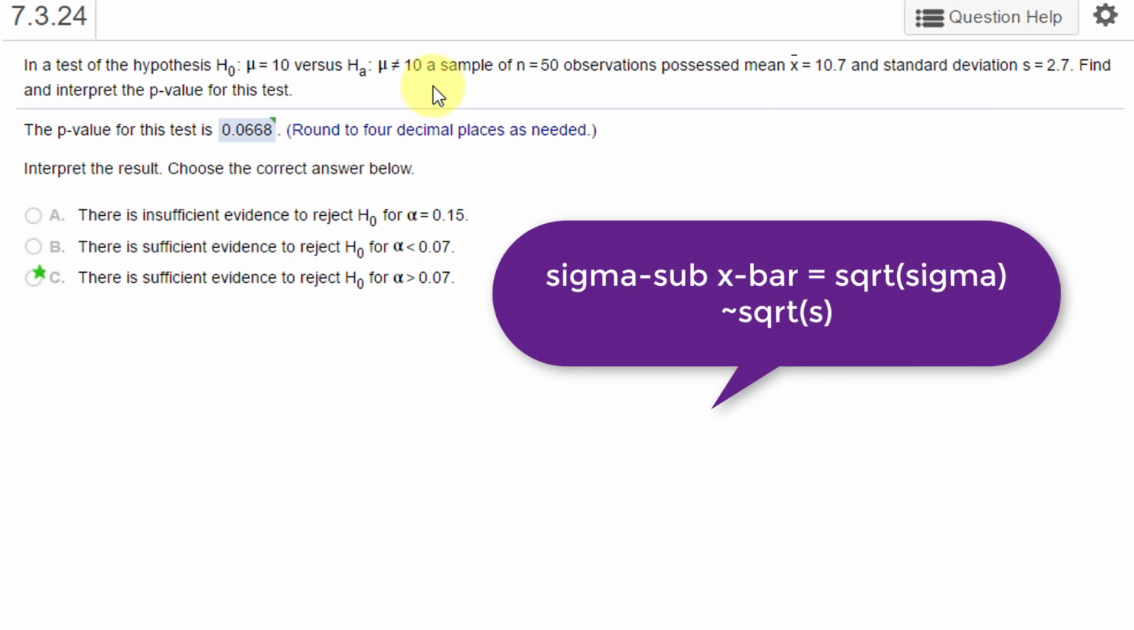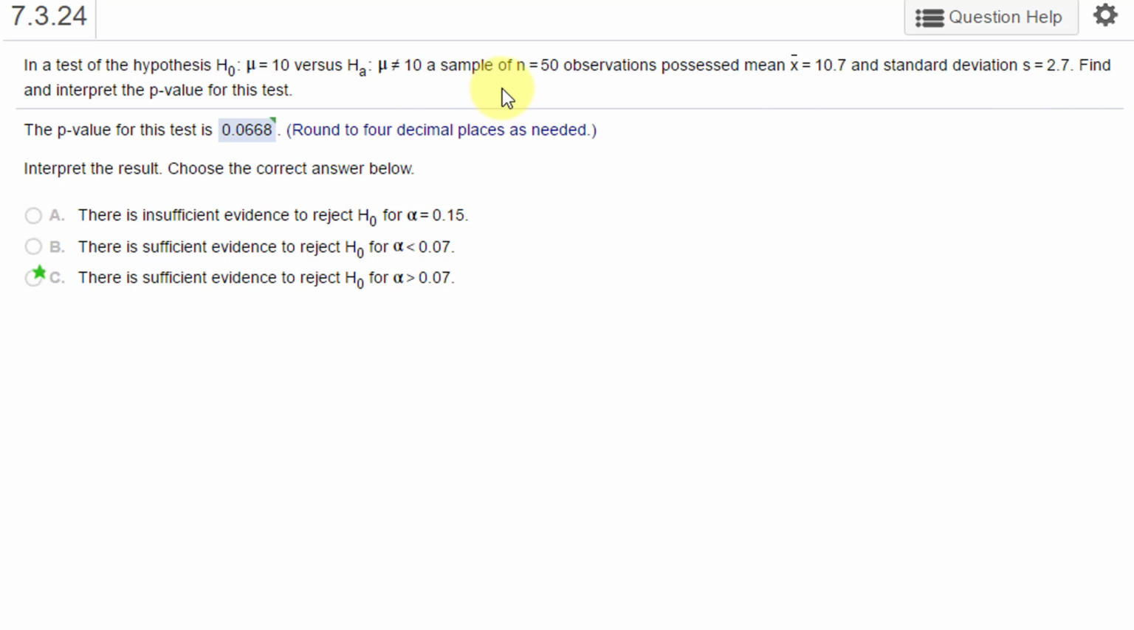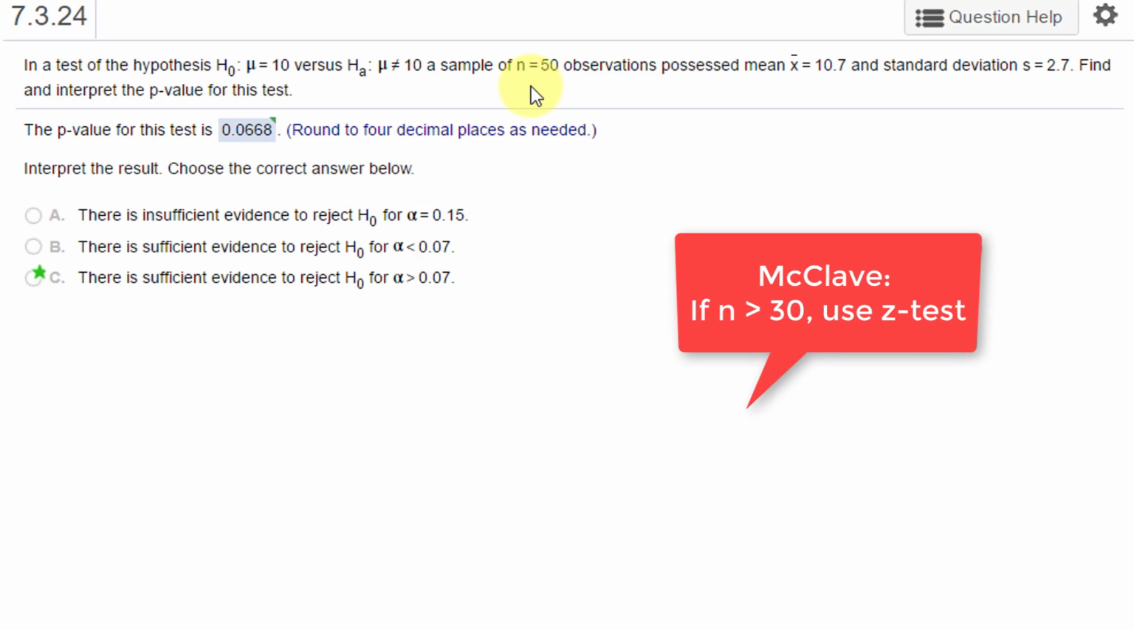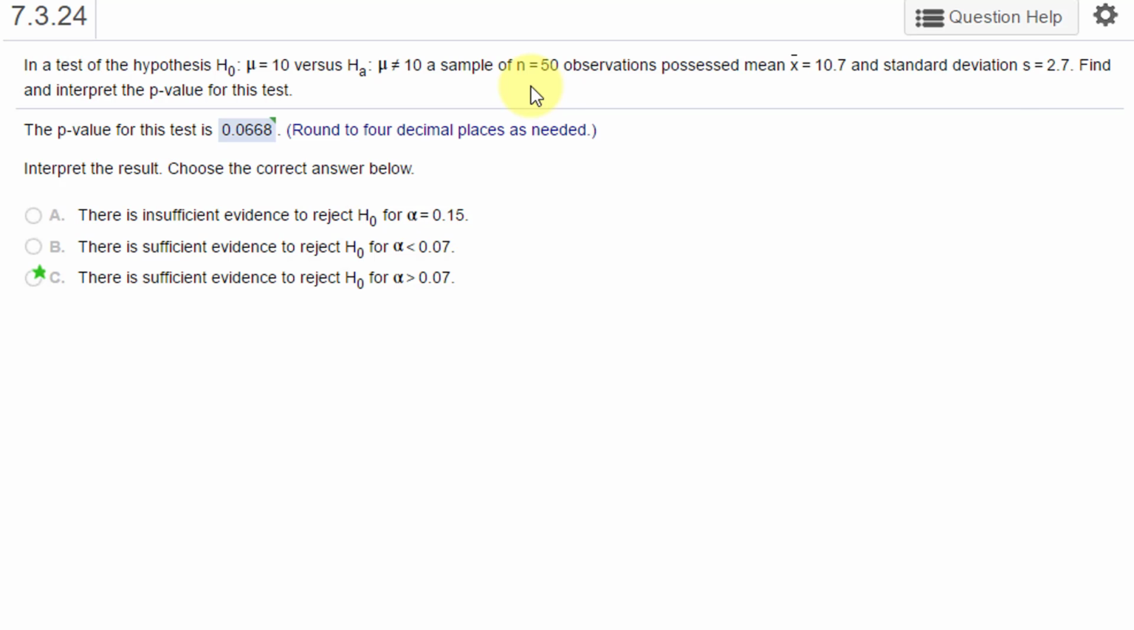Okay, well, what test do we run? Well, we don't know population sigma, and we've got an n that is 50. McClave differs from some other authors. Generally, most authors say if you don't know population sigma, you should run the t-test. McClave says if your n is above 30, run the z-test.